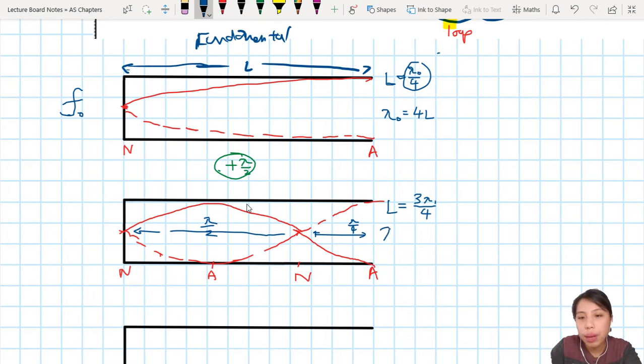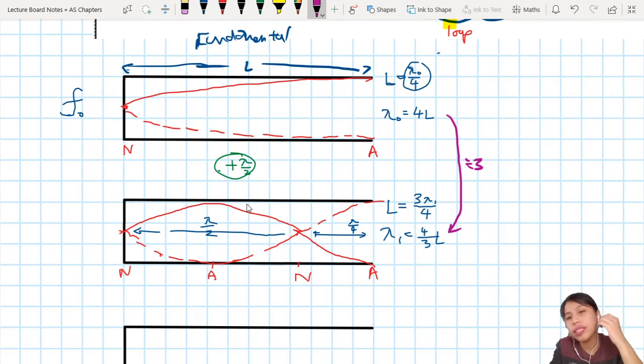Okay, so what will lambda 1 be? Lambda 1 will be 4 over 3 L. That's your first overtone frequency. Ooh, notice we have a pattern here. Originally it's 4L wavelength. Then you divide by 3. Interesting, why 3? Is there a pattern for this? Let's go and see. Okay, we continue, we draw some more.